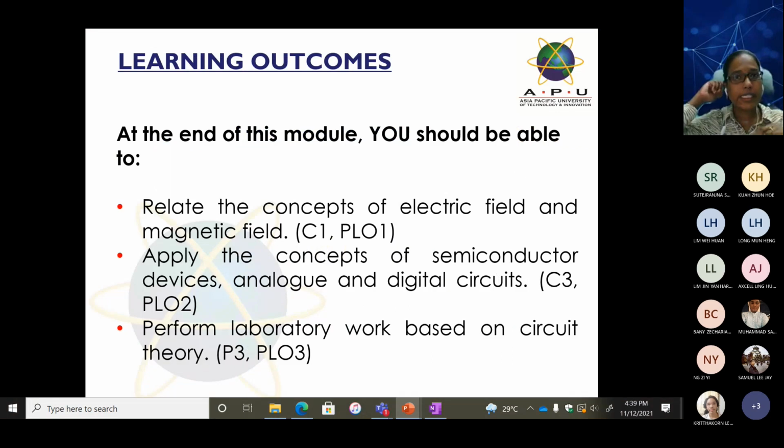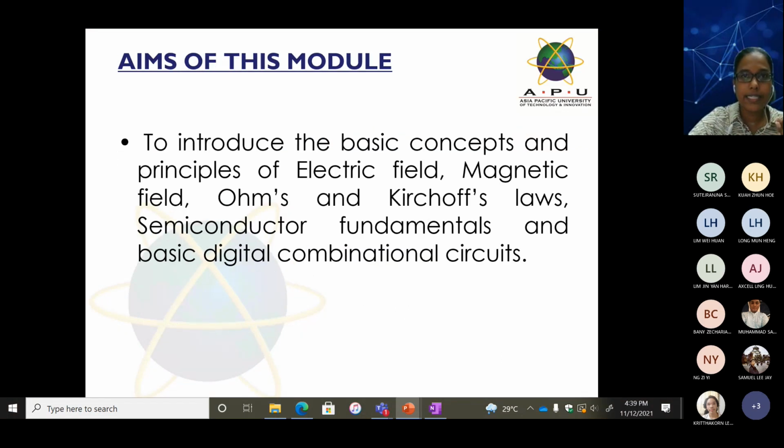So in the learning outcome, let me go back to this slide. This is based on the aim and the module, related to your basic concepts and principles, which were explained just now. This part is based on the equations, calculations, and theory. Semiconductor fundamentals and basic digital combinational circuits are also related to your theory part. There are also no calculations, but you need to simplify your diagram. So this covers your semiconductor and basic digital topics.